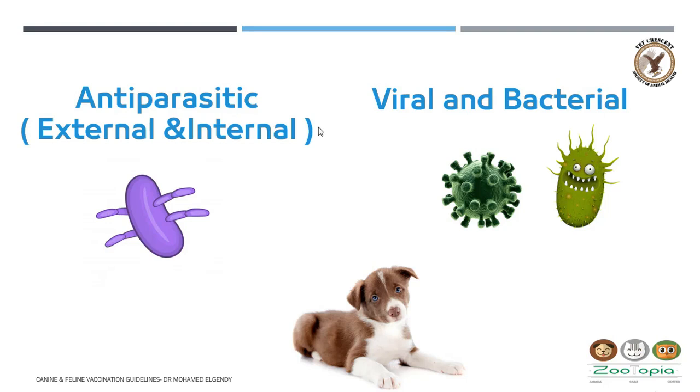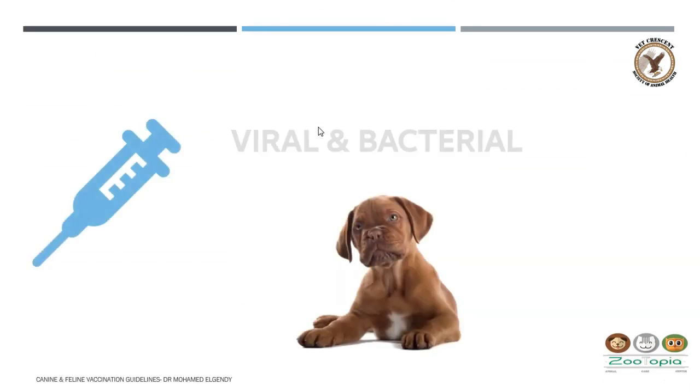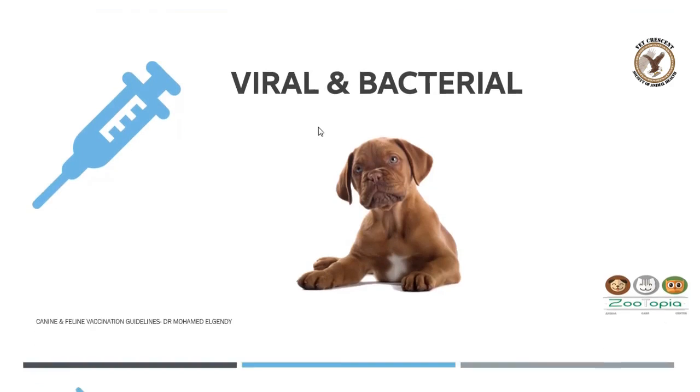And the second thing is parasitic infestation, external and internal, and these infections are zoonotic too. We are going to talk about the virus and bacteria, and how to control them. So shall we begin? The first thing, the viral and bacterial diseases and how to protect the animal against them.